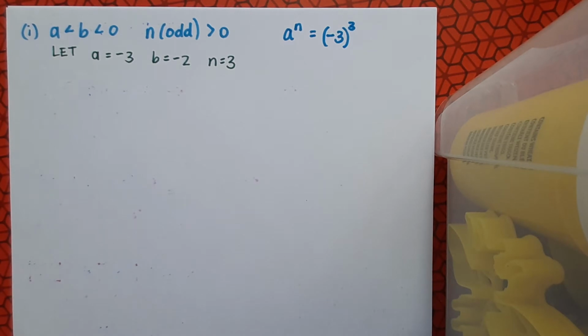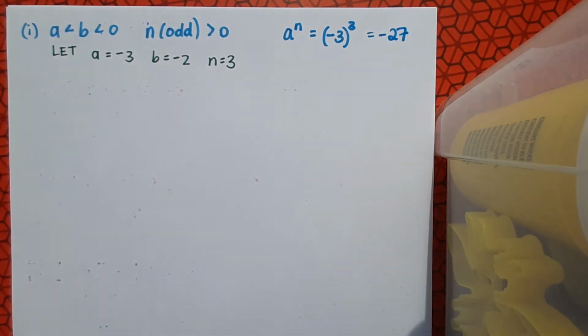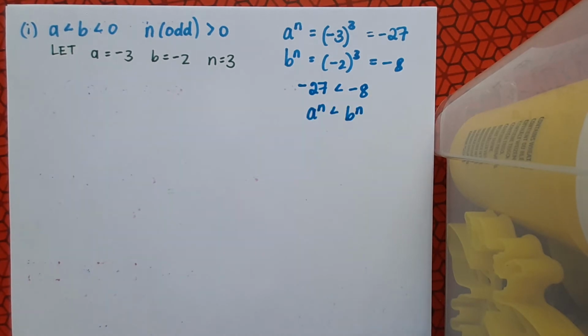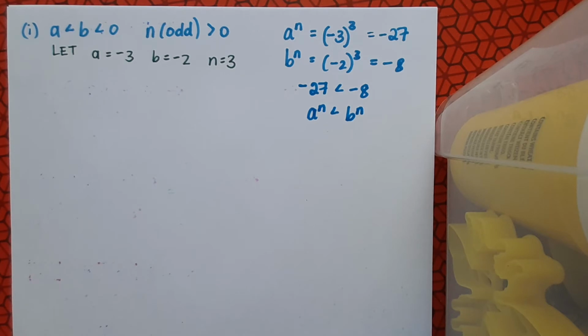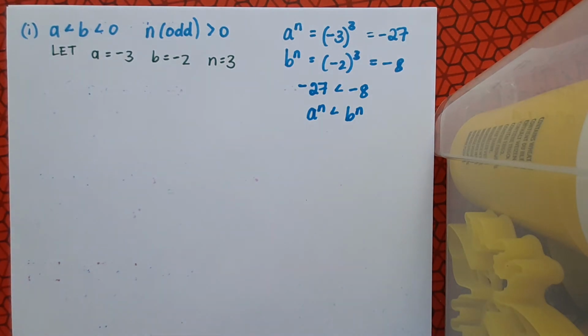I'll write a to the n as (minus 3) to the 3. Notice the bracket that I'm putting around that minus 3. And the result I get is minus 27. b to the n is (minus 2) to the 3, which is minus 8. I can state that minus 27 is less than minus 8. And so in this set of circumstances, a to the n is less than b to the n. Notice in this case the effect of an odd power on my base number. So I've got a negative number to an odd power, I get a negative result.